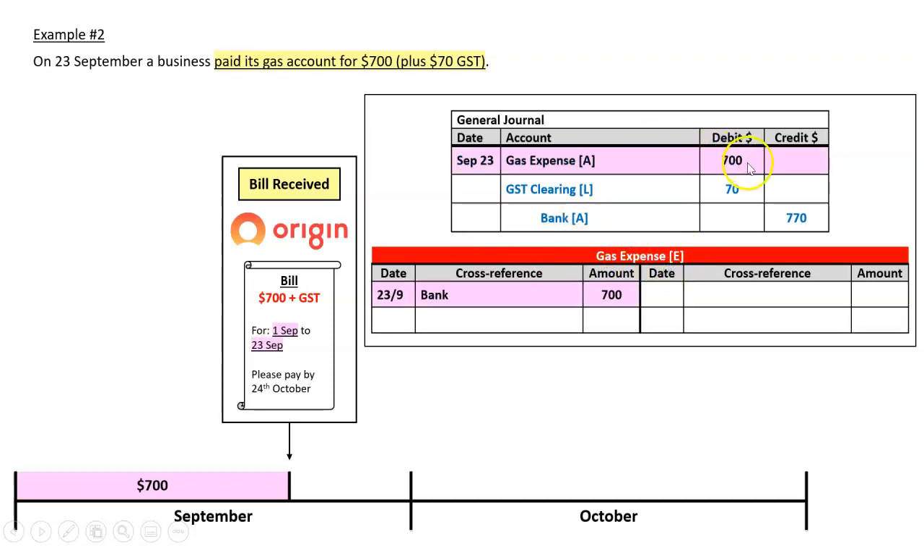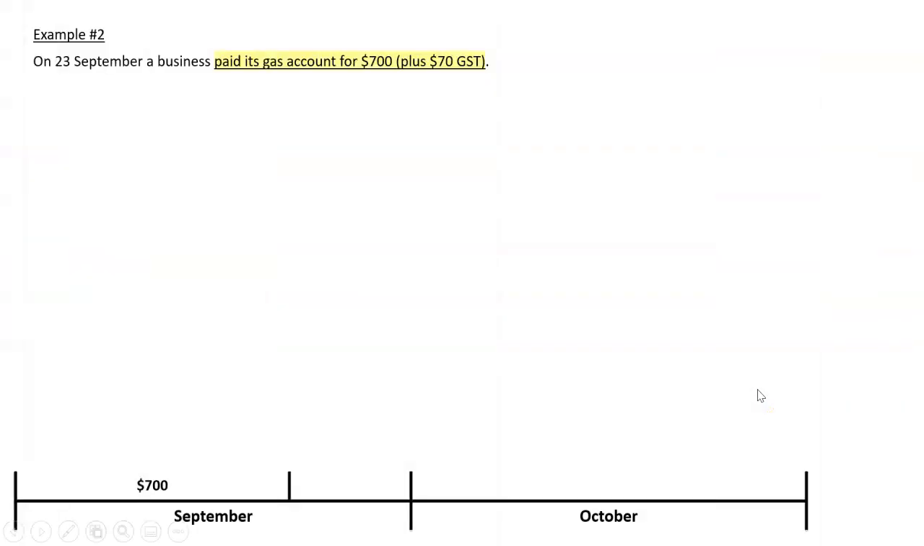What just happened? We did a debit for $700. The reference was bank. And there we go. We've done that before. So nothing too new there. Where we do get new is with this next bit.